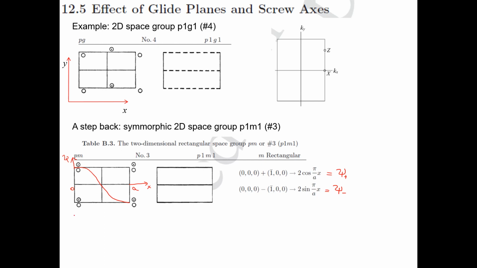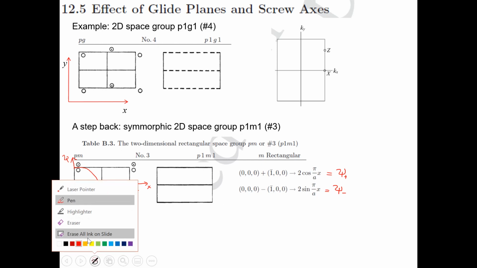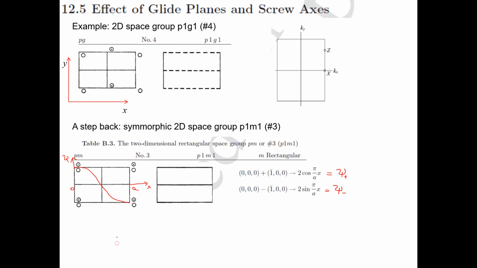And let me use another color. Let me draw now the even under inversion solution, and let me draw the odd solution, which is a sine function. So the sine should give me something like that, right? So one is a sine, the other is a cosine. Okay. All right.